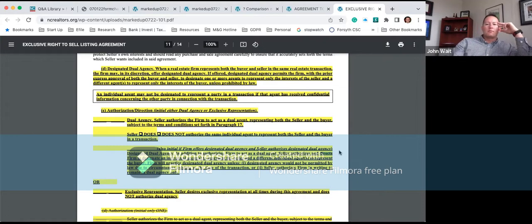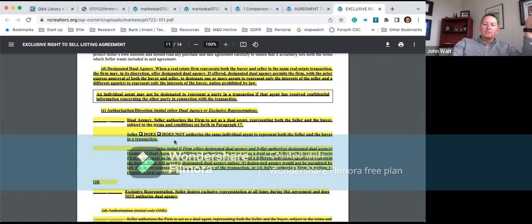If your client signs initials on here because they want designated dual agency, that means they are authorizing and directing you to do designated dual agency. That means you must do it. So make sure this is only being initialed if, in fact, you are actually going to do that thing and not any other kind of dual agency. If your client wants to do just regular dual agency, then you can do that here.